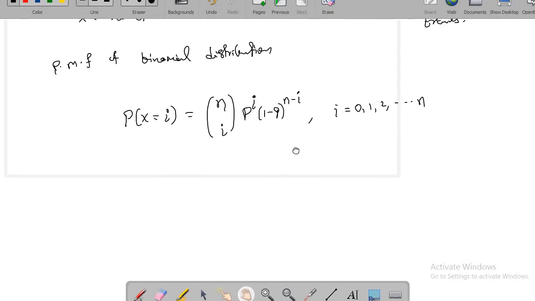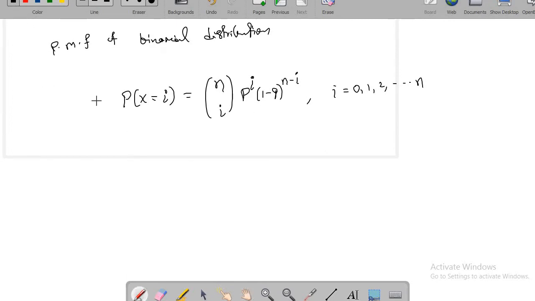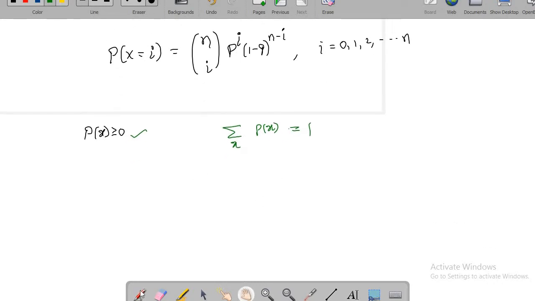Now we have to check whether it represents a probability mass function or not. We have to look at the properties of probability mass function. What are the properties? We want this p of x to be greater than or equal to 0. There is no doubt this expression is always greater than or equal to 0. So the first condition is fine. And the second one, summation of p of x must be equal to 1. So let me verify whether it is true or not.